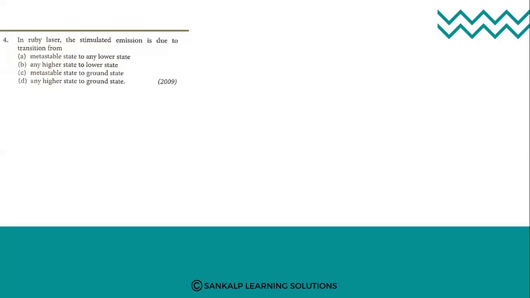So you can note down this, that is option C, that is metastable state to the ground state. Here it is because of the metastable state. Metastable state is the intermediate state. So ground state, metastable state, higher state, like that it will be there. In the ruby laser, the stimulated emission occurs because of the transition from metastable state to the ground state. You can see the ruby laser is a 3 level laser. Here the stimulated emission is due to the transition from the metastable state to the ground state.